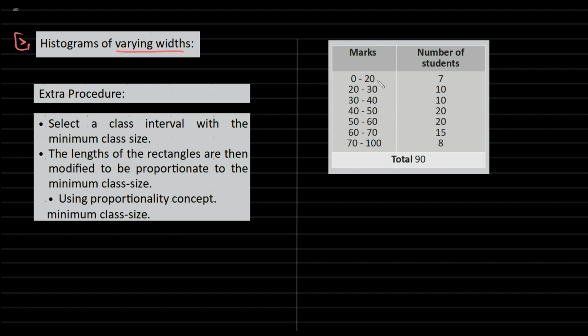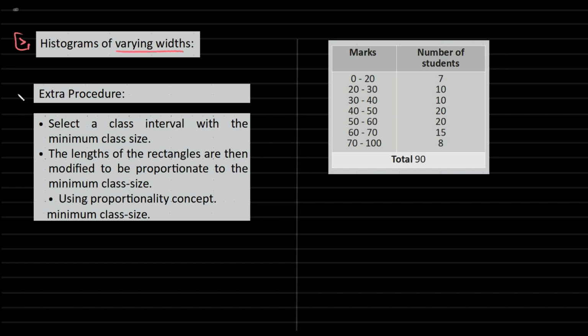See, when you look into the class, look at the size. It's 0 to 20. So the difference is 20. Then 20 to 30, the difference is 10. 30 to 40, 10. 40 to 50, 10, 10, 10. And over here, 30. So this class width is varying. It's not fixed. So when you have varying width, you need to work out few things.